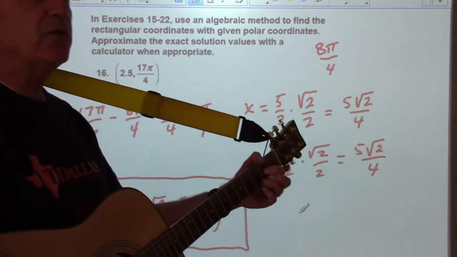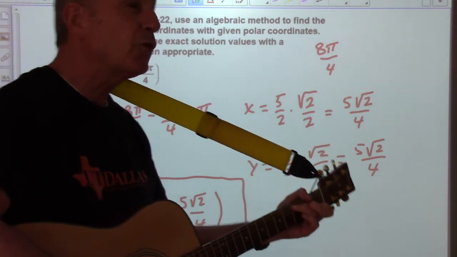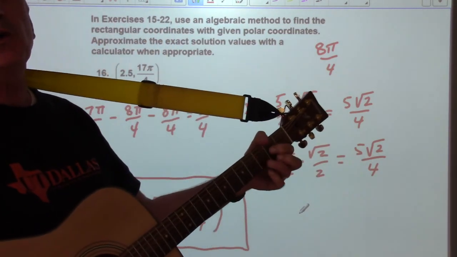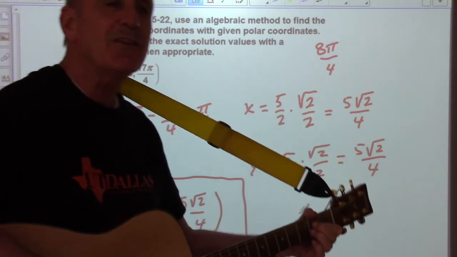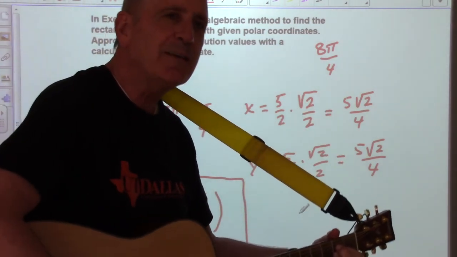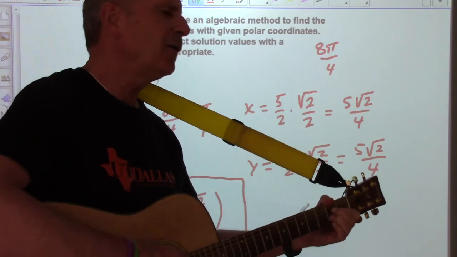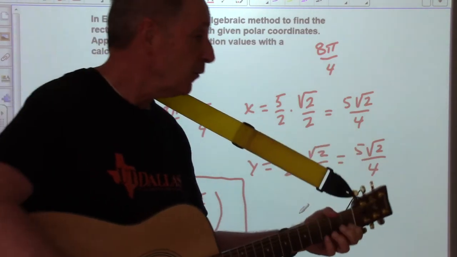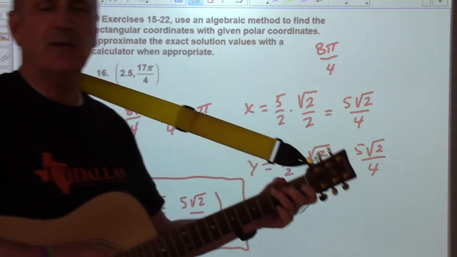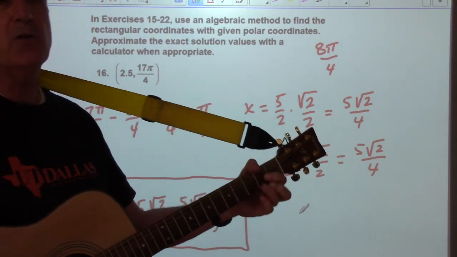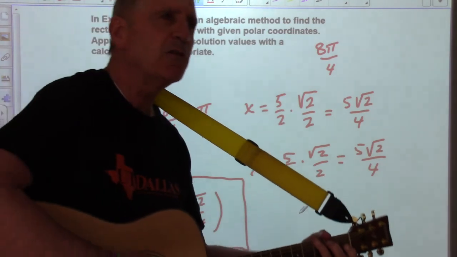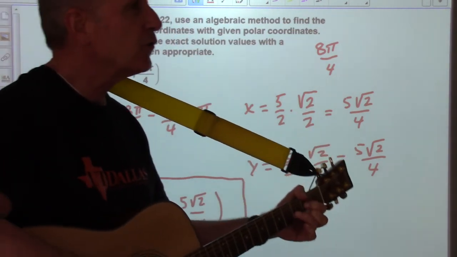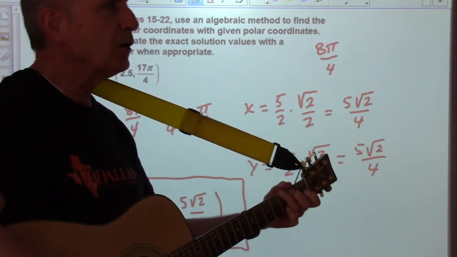0, 1/2 and square root of 2 over 2. That's what I'm telling you. Square root of 3 over 2 and 1. The sine is the height at any radian. 0, 30, 45, 60, 90. That's why I love unit circle trigonometry.